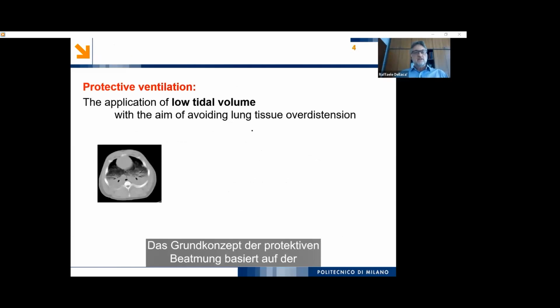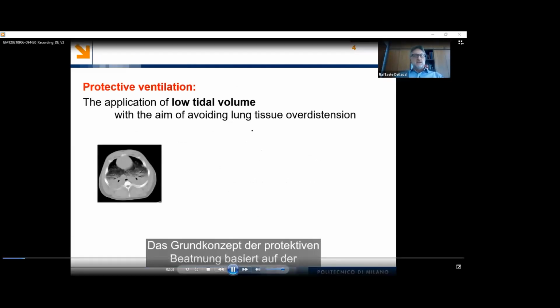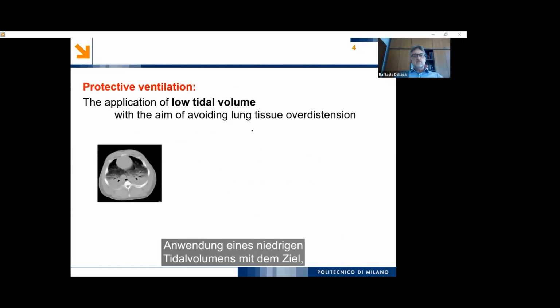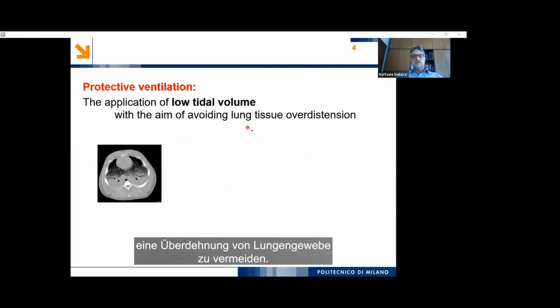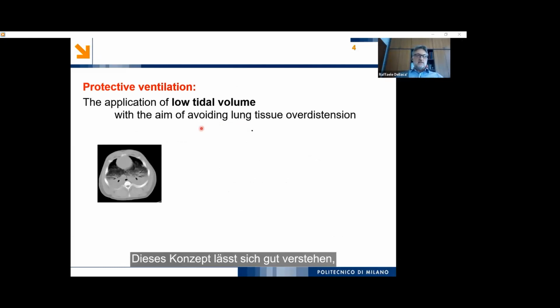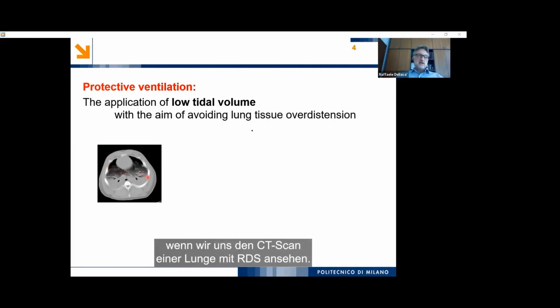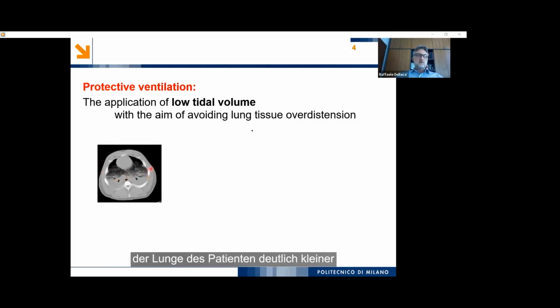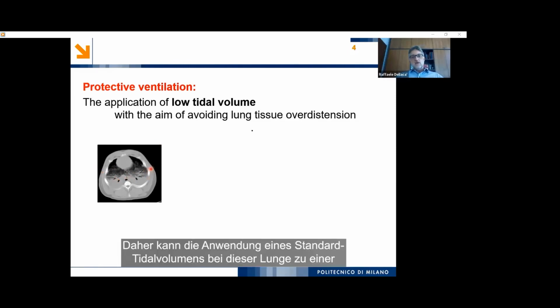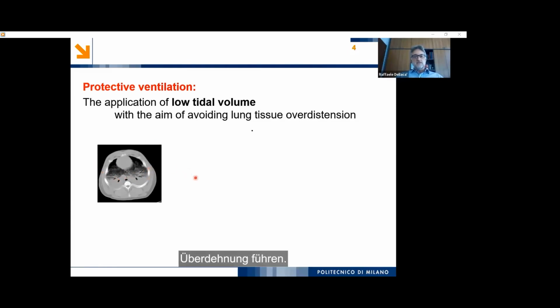So the main concept of protective ventilation is based on the application of a low tidal volume with the aim of avoiding lung tissue distension. This concept can be clearly understood if we look at the CT scan of a lung with RDS. As we can perceive by this scan, the actual lung that is ventilated on the subject is much smaller than the overall lung. Therefore, applying a standard tidal volume to this lung may produce over-distension.